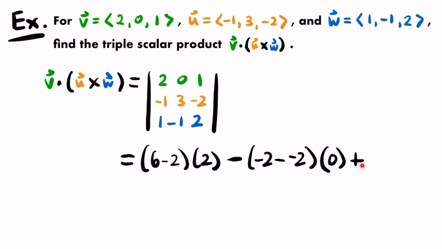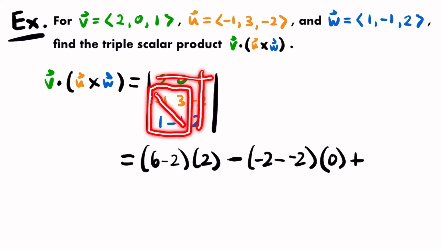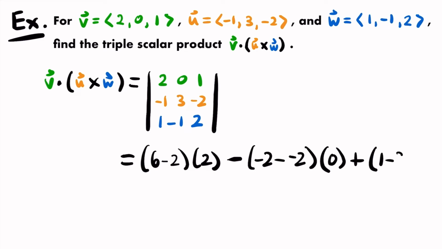We need to add our last term, which we will find by looking at 1, the last value in that first row. We'll cross out the row and the column that 1 is in, and then use the remaining 4 values to calculate a 2 by 2 determinant. We'll multiply -1 by -1, which is +1, and subtract 3 times 1, which is 3. So we'll have 1 minus 3, and that will be multiplied by 1. That value that we covered up to find our 2 by 2 determinant here.